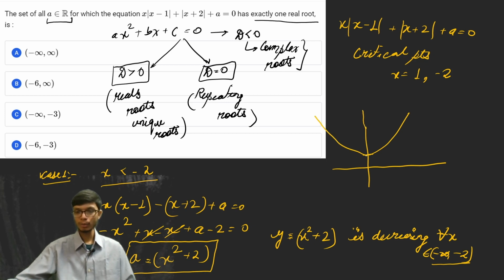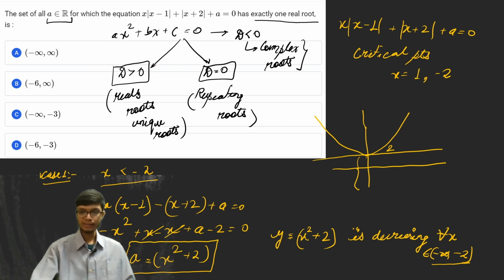Now a is equal to x square plus 2 has exactly one real root, that means the value of a must be somewhere here, or maybe less than this, because there are other cases as well. But I have to look for exactly one real root for this particular situation. Putting x equal to 0, y is equal to 2, so it will start off from 2. So you can observe that if a is equal to 2, then only it can have exactly one real root.